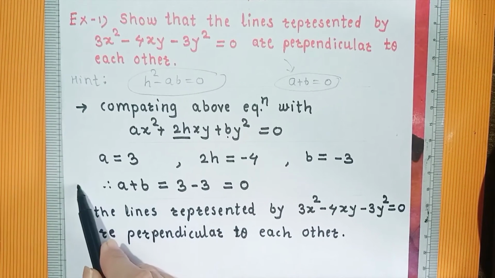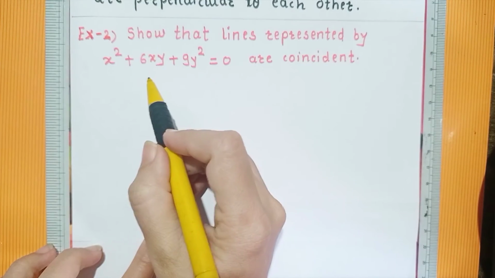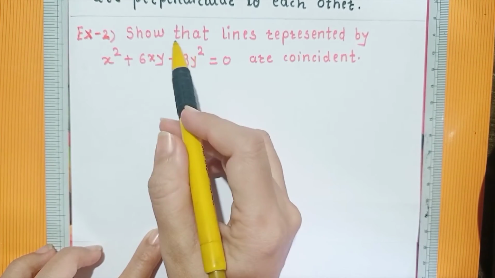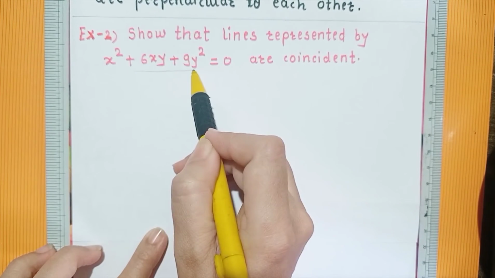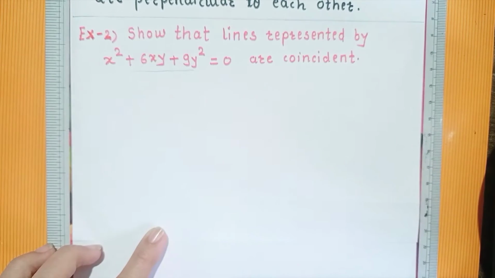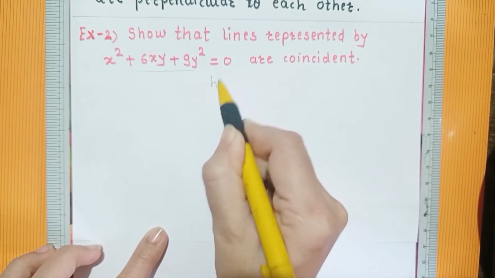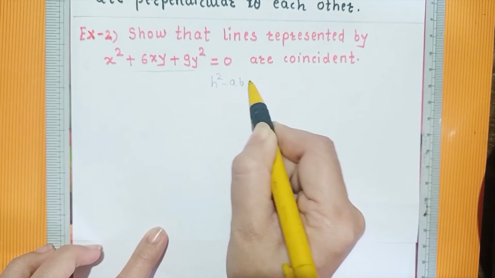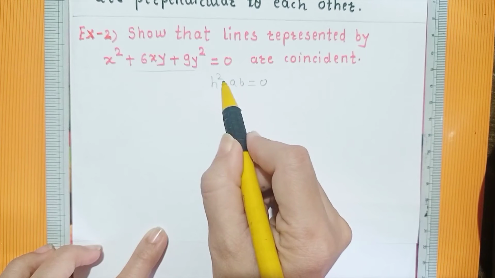This example may come in the board exam for 1 mark. Let's solve second example, and here we have to show that lines represented by this equation are coincident. So we will simply prove, if h square minus ab equal to 0, then we know that lines are coincident.